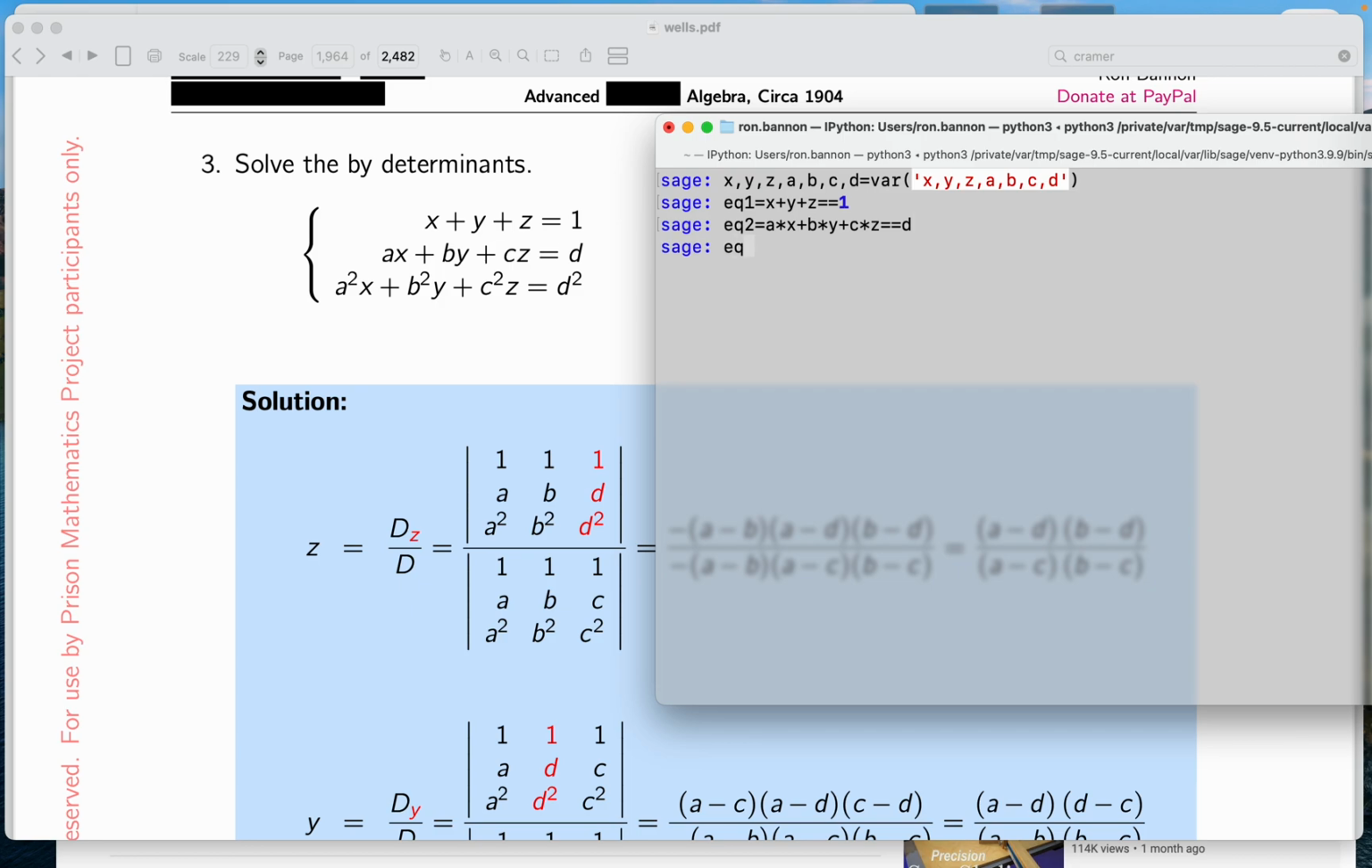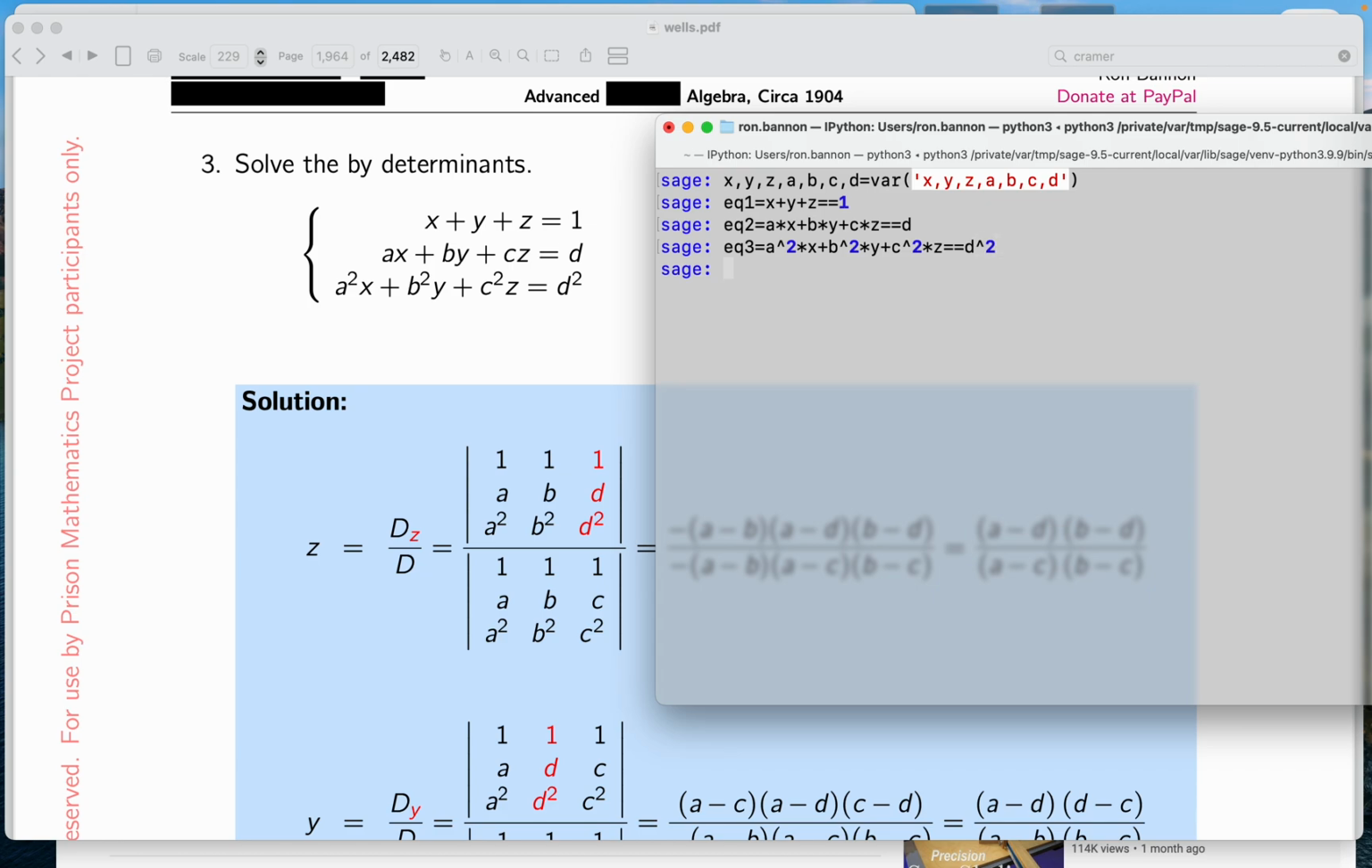Equation 3, EQ3, that's a third equation. I'm making these names up, by the way. They make sense to me. Like EQ1, you could call it Bob if you wanted to. I'm just saying it makes most sense to me. EQ3 is the third equation. What's that? A squared times x plus b squared times y plus c squared times z, and that equals d squared.